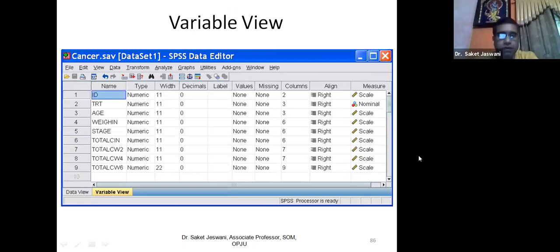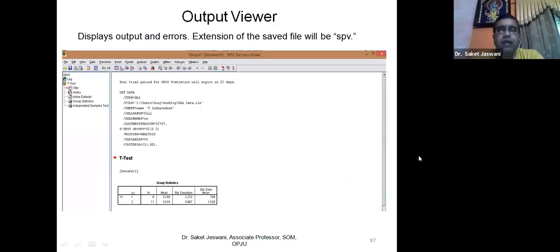So the variable view gives you the characteristics of the data. You can alter these characteristics in the variable view itself, as it is required in some of the tests. After analyzing, selecting the test and running the test, another window will open, which is known as the output viewer.